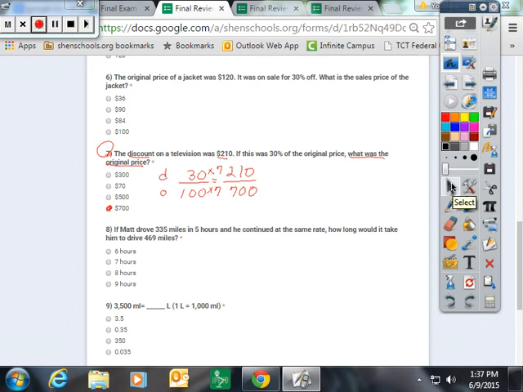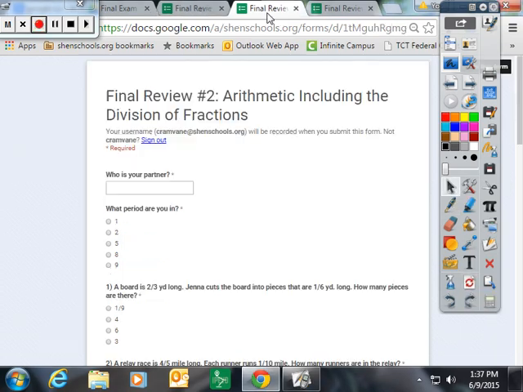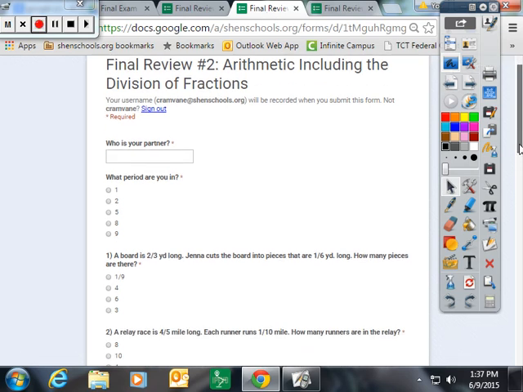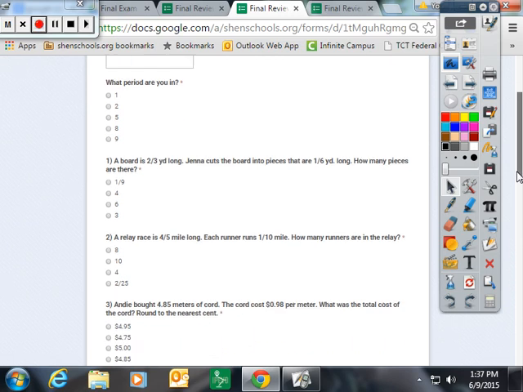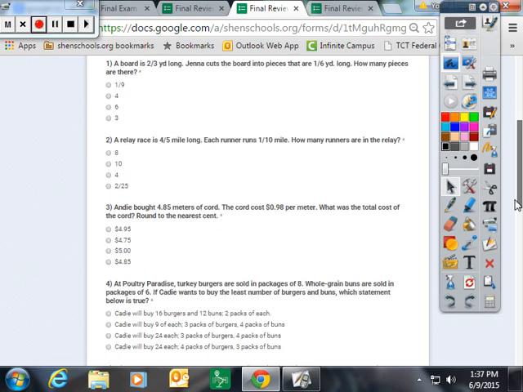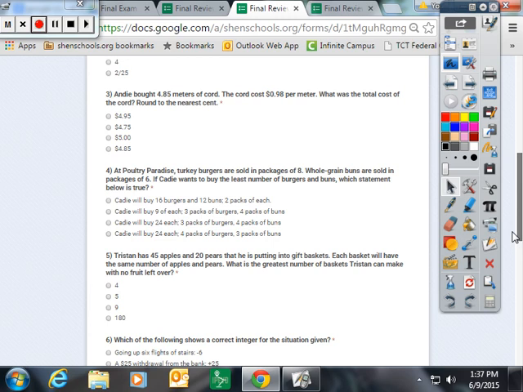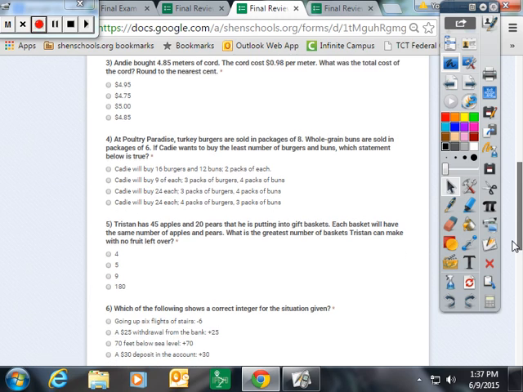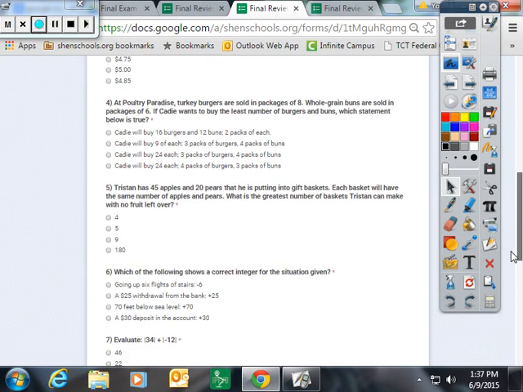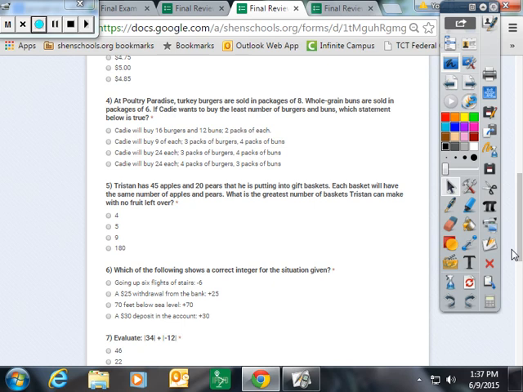The second one we completed was final review number 2, arithmetic, including the division of fractions. For the most part, this was a fairly good unit, but the ones that seemed to have the most problems were these 3, okay? GCF, LCM, and integer. So I just wanted to take a moment to go over these.